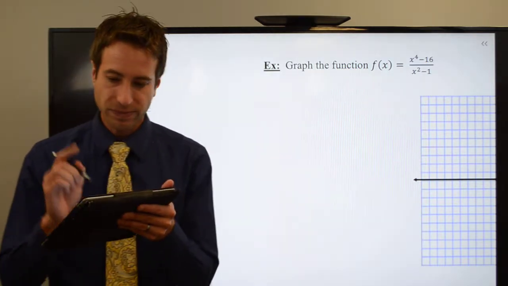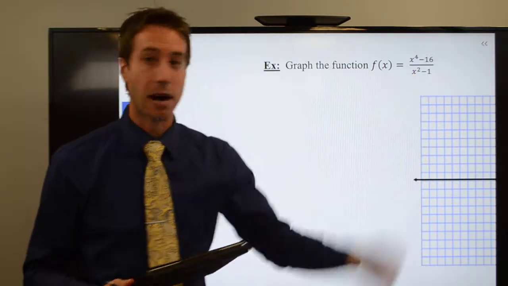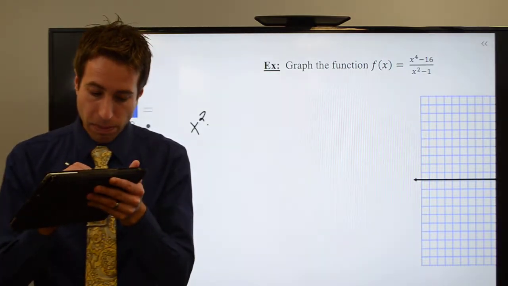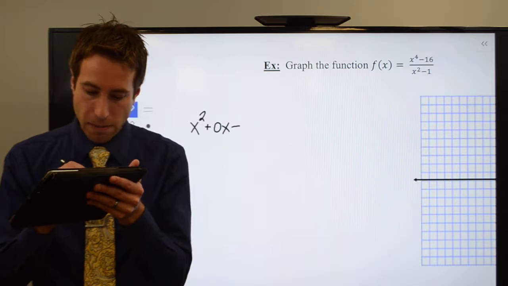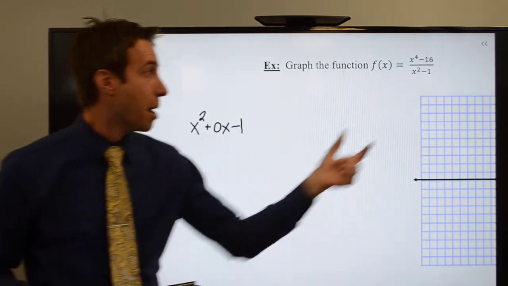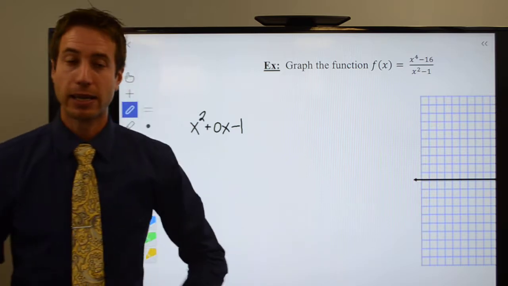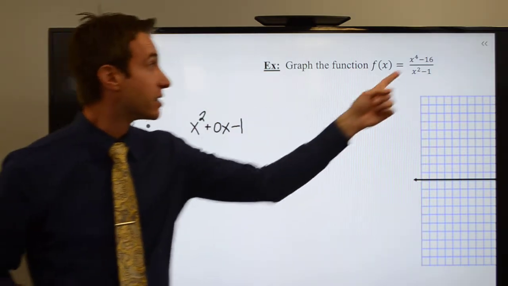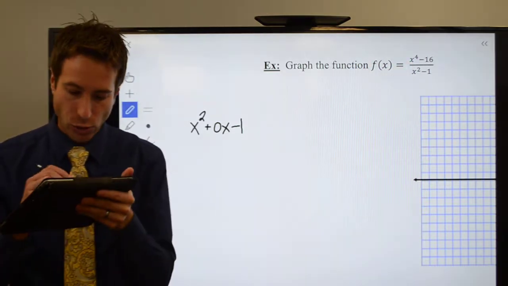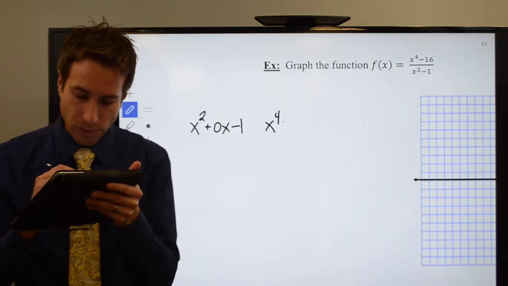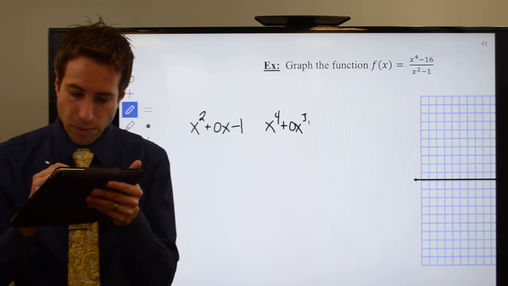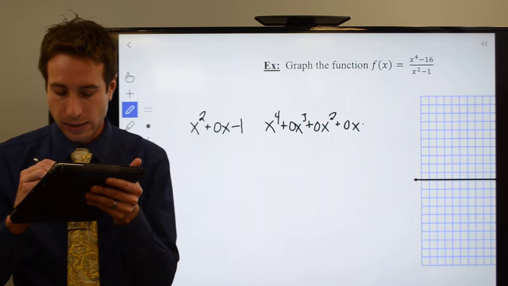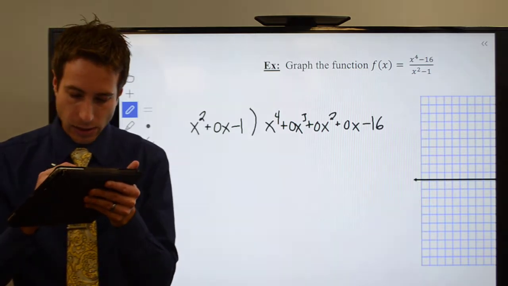Here we go. My divisor, the denominator, put the placeholder in there. So it's going to be x squared plus 0x minus 1. All right, so there's my divisor. My dividend is this guy, but I need my placeholders, right? So it's going to be x to the fourth plus 0x cubed plus 0x squared plus 0x minus 16.